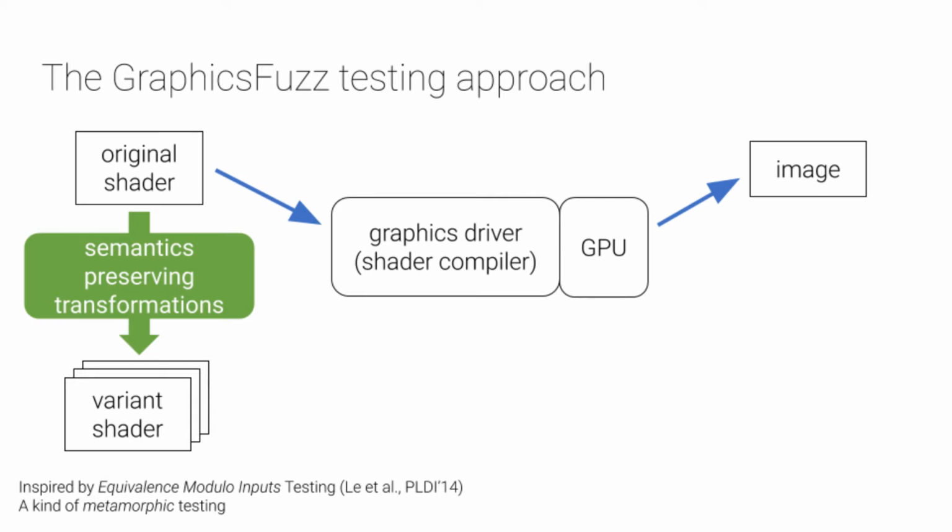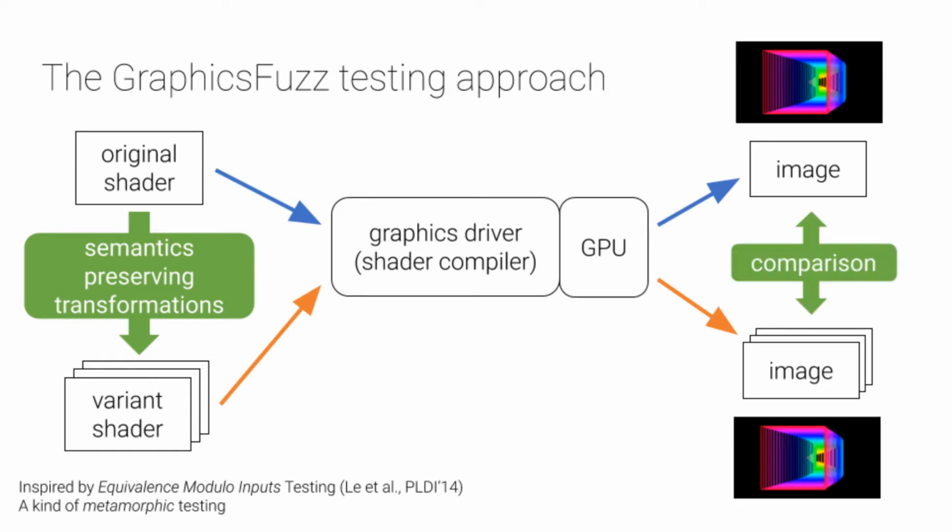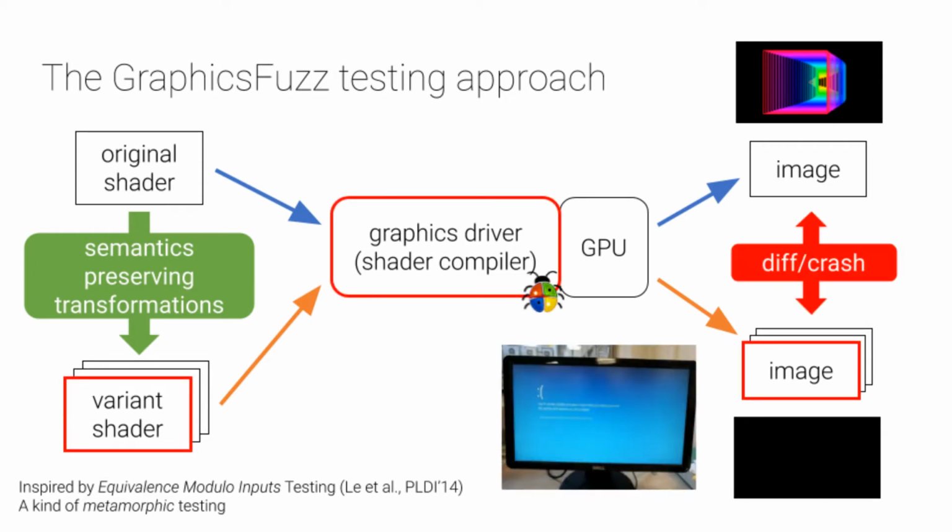Every one of these variant shaders, where we push it through the graphics pipeline, will produce an image, and if all goes well, these images should look identical. They may be slightly different due to floating point precision issues, but they should be very similar to one another. If there's a miscompilation, then we may end up finding that one of the variant shaders gives a significantly different image compared with the original shader. Or we might find that a crash occurs and maybe the shader compiler aborts, or perhaps the device or machine completely fails.